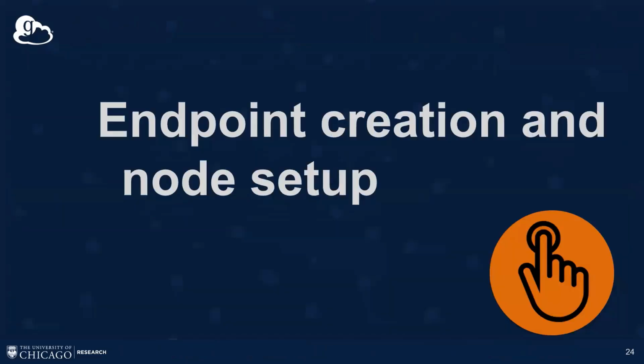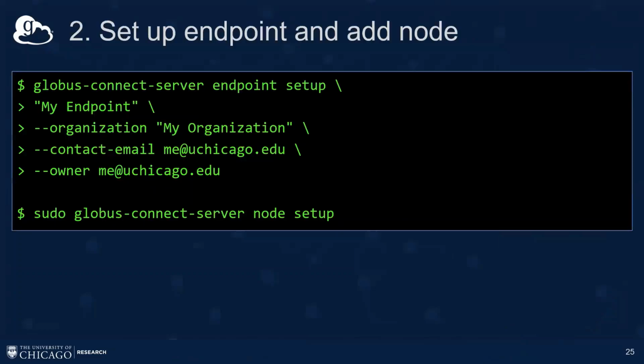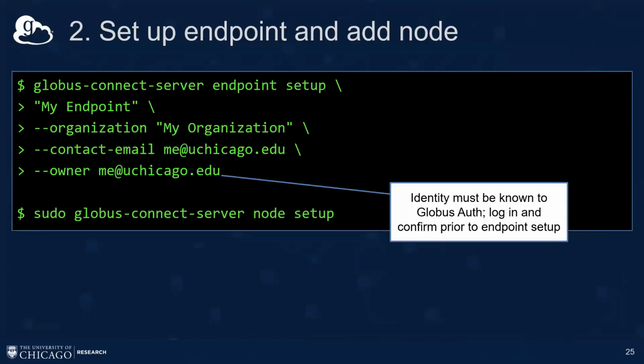Endpoint creation and node setup. Again, Globus Connect Server endpoint setup. And then you give it a name. You can specify organization, you can specify contact email. The important thing is the owner. This must be an identity, not an email. That's an identity that is known to Globus Auth. So it needs to have logged into Globus ahead of time, so that it is known to Globus. And I will stress again that this is not an email.